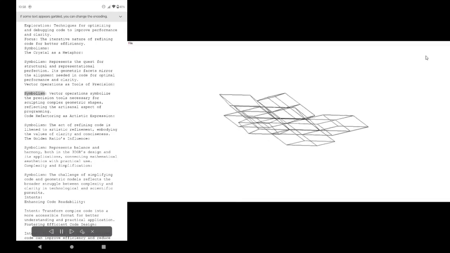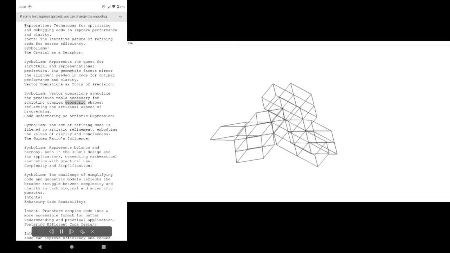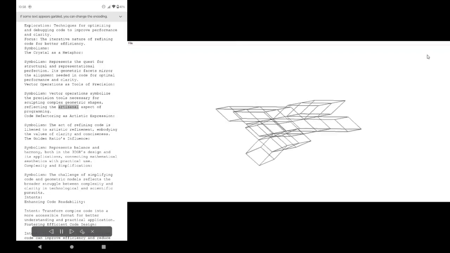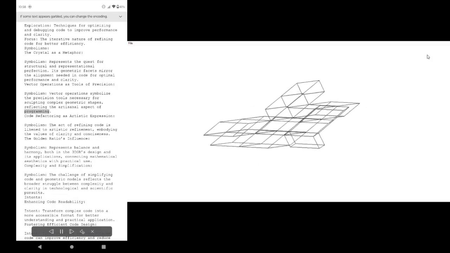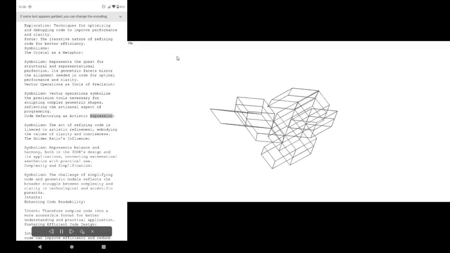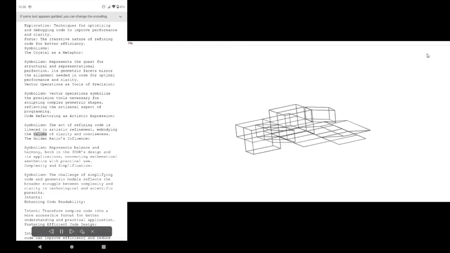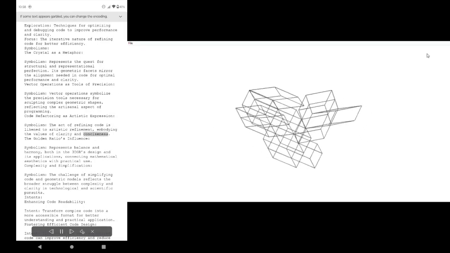Vector operations as tools of precision. Symbolism. Vector operations symbolize the precision tools necessary for sculpting complex geometric shapes, reflecting the artisanal aspect of programming. Code refactoring as artistic expression. Symbolism. The act of refining code is likened to artistic refinement, embodying the values of clarity and conciseness.